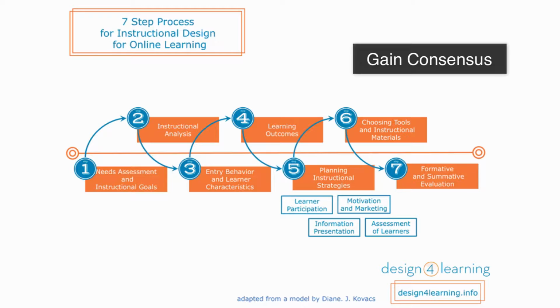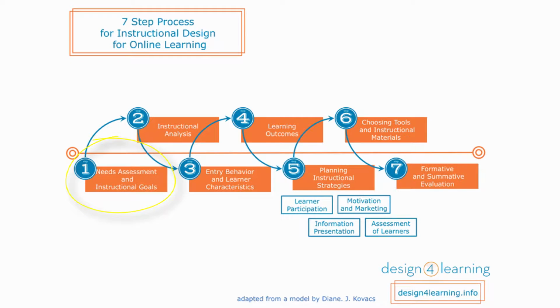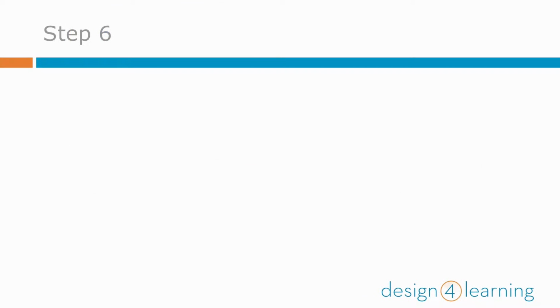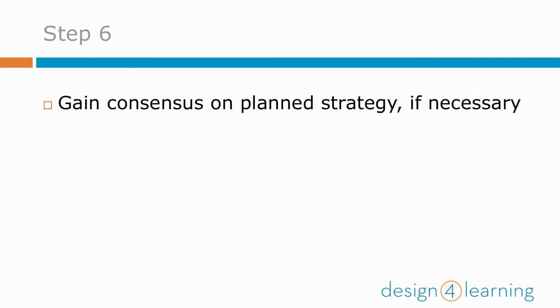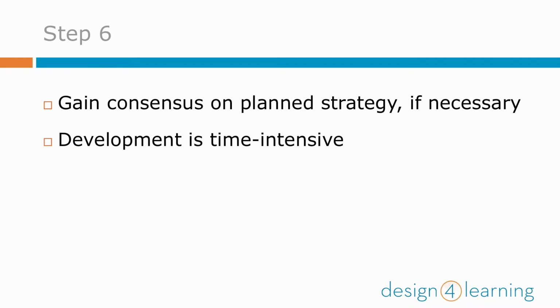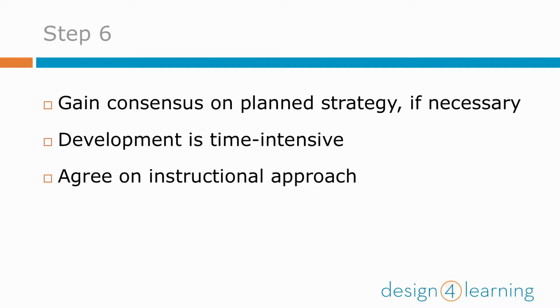You may have convinced the gatekeepers of the need for instruction in Step 1, Needs Assessment and Instructional Goals, but now that you've planned out your instructional strategy in Step 5 and are ready in Step 6 to start choosing and developing the learning objects, you may want or need to get buy-in on your planned strategy before you commit to development. After all, developing learning materials is time-intensive, and that can translate to costly. If, say, an organization is funding you to develop instruction, you want to know at this point if they're on board with the approach that you're taking.